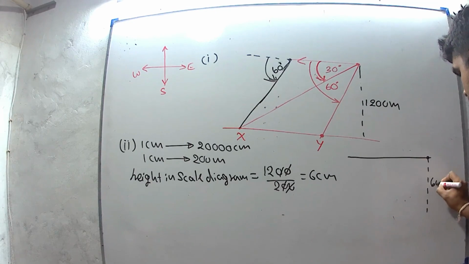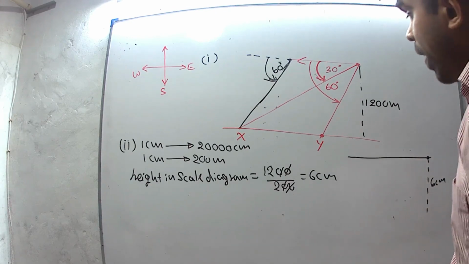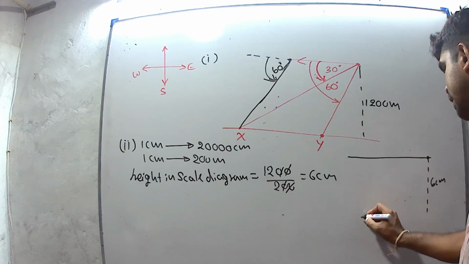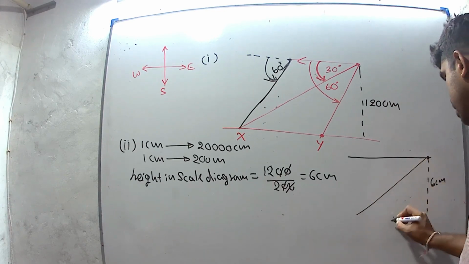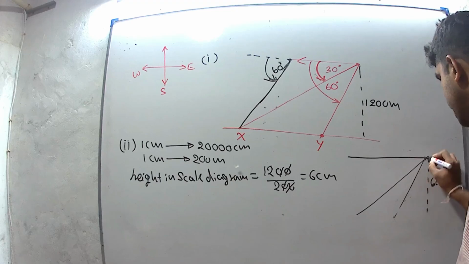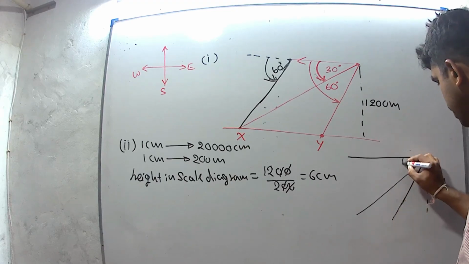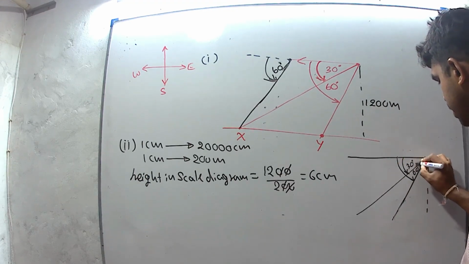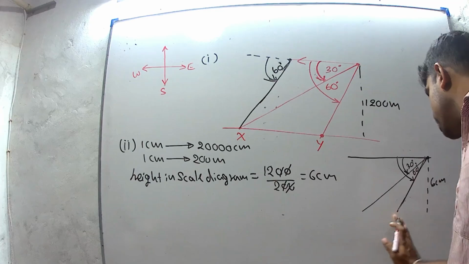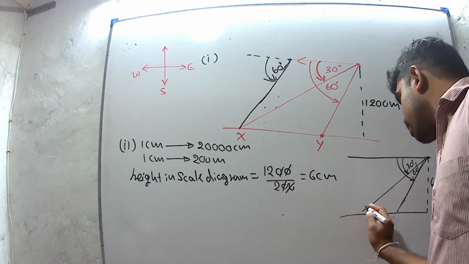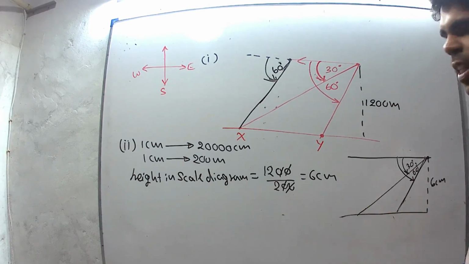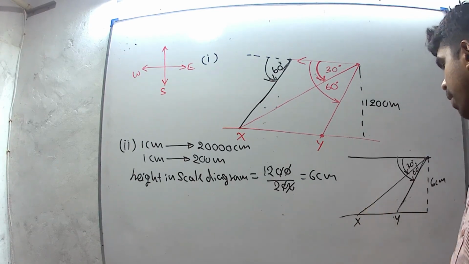6 centimeters line. And when drawing scale diagrams, we can use a protractor. Therefore, we can measure 30 degrees and 60 degrees angles. This is 30 degrees. This angle is 60 degrees. And we have to draw the straight line. This straight line represents sea level, X and Y.